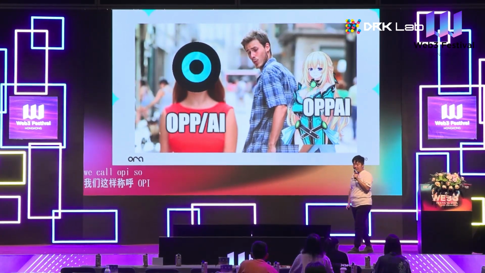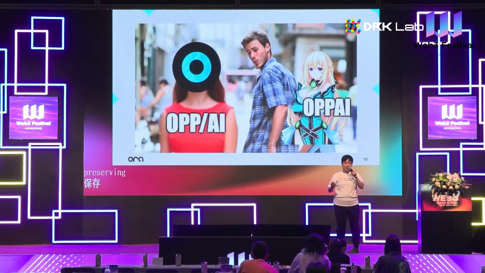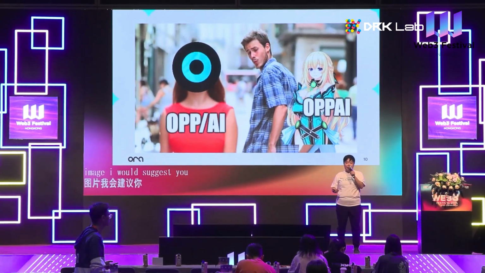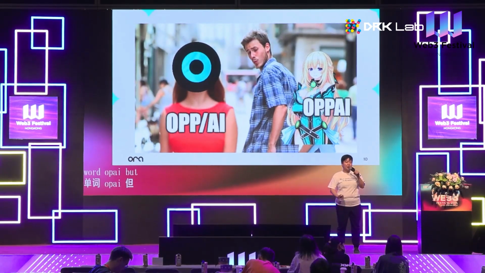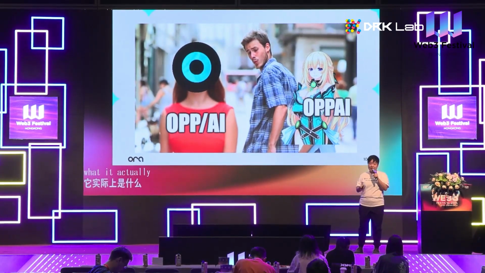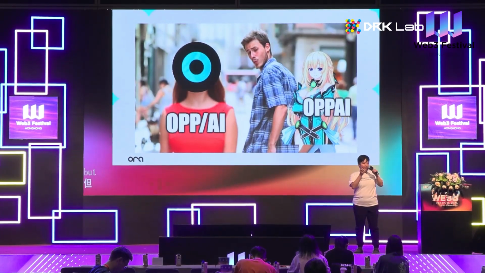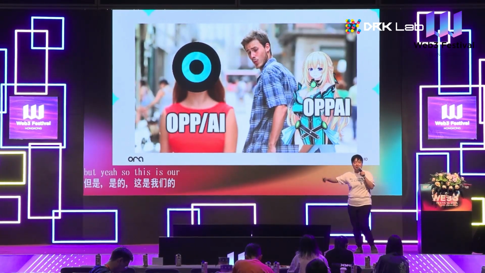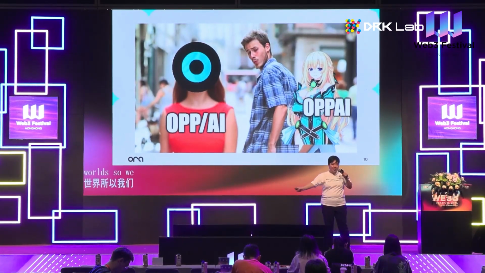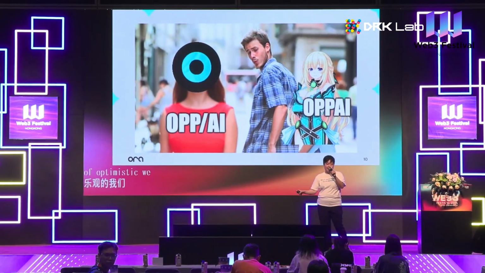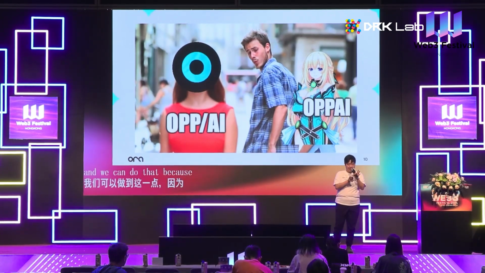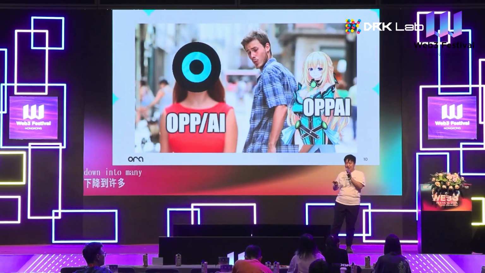But yeah, this is our attempt to take the best of both worlds. We want to take the best of optimistic, and the best of zero knowledge, and put them together. We can do that because a machine learning model can be broken down into many parts. Unlike a rollup, where you need to do the whole thing in OP or the whole thing in ZK, for machine learning models, I can do part of it in optimistic and part of it in ZK.